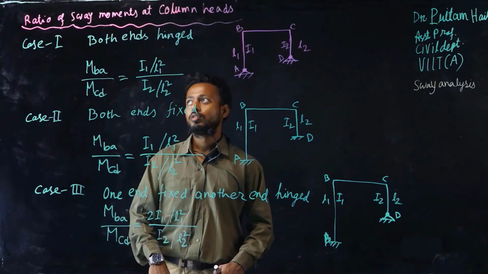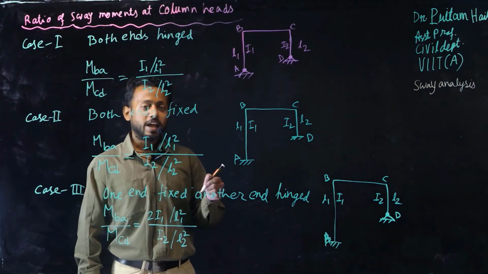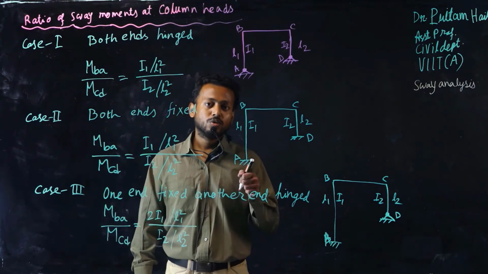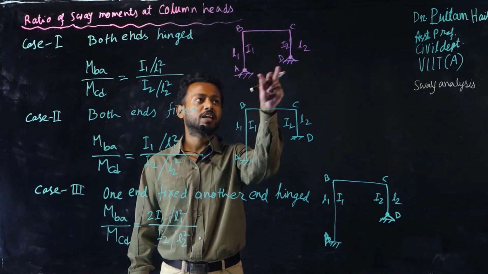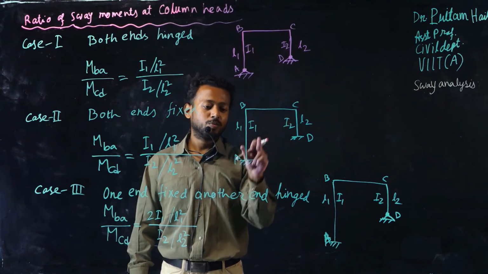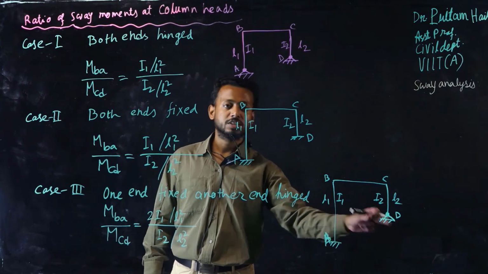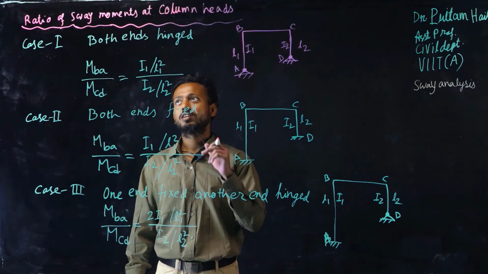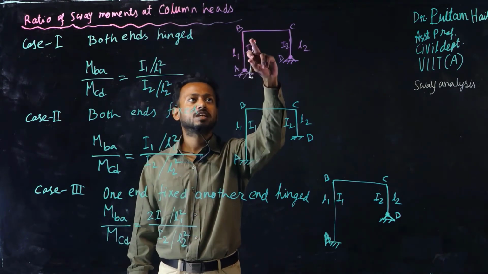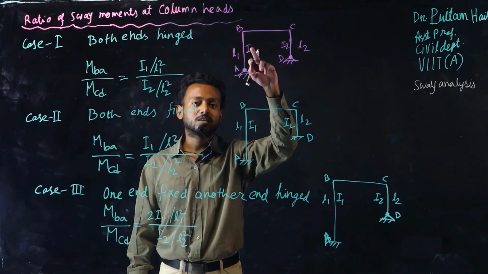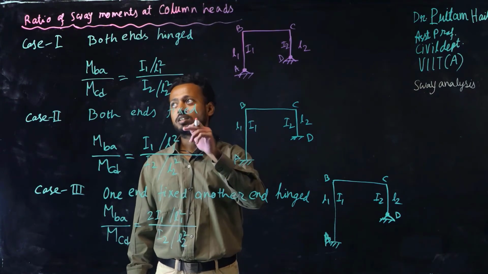Okay, so we have 3 cases. During the analysis of a portal frame, we may face 3 cases. First case is if both the ends are hinged, second if both the supports are fixed, and third if one end is fixed and the other end is hinged. In these 3 cases, we will learn what the sway moments at the column ends are. That means at the end of the column, what sway moment will occur, we will learn in this slide.